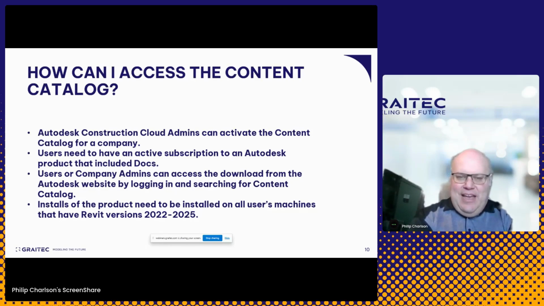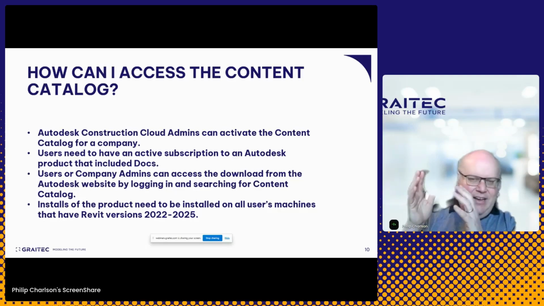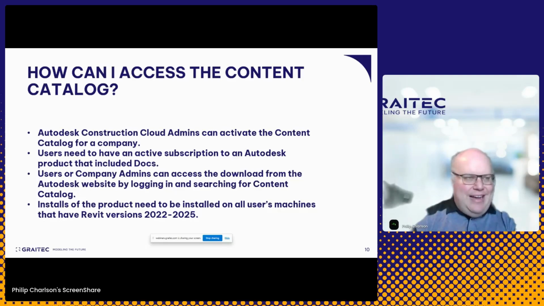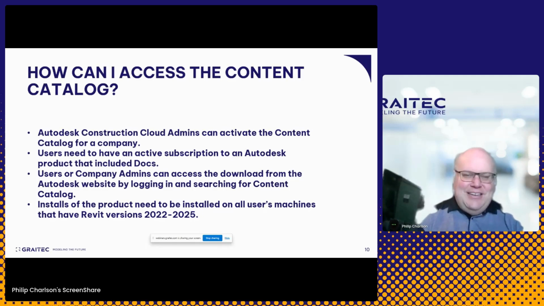Users or the company admins can access the download from the Autodesk website. So when you log in, you just simply do a search for content catalog. This will be the only thing that pops up to be able to access. There have been a couple of updates since it released back in August, September, and it seems to be working a bit better. There were a few bugs in the original state of it, but if you go in and download it now, it will have all the updates.